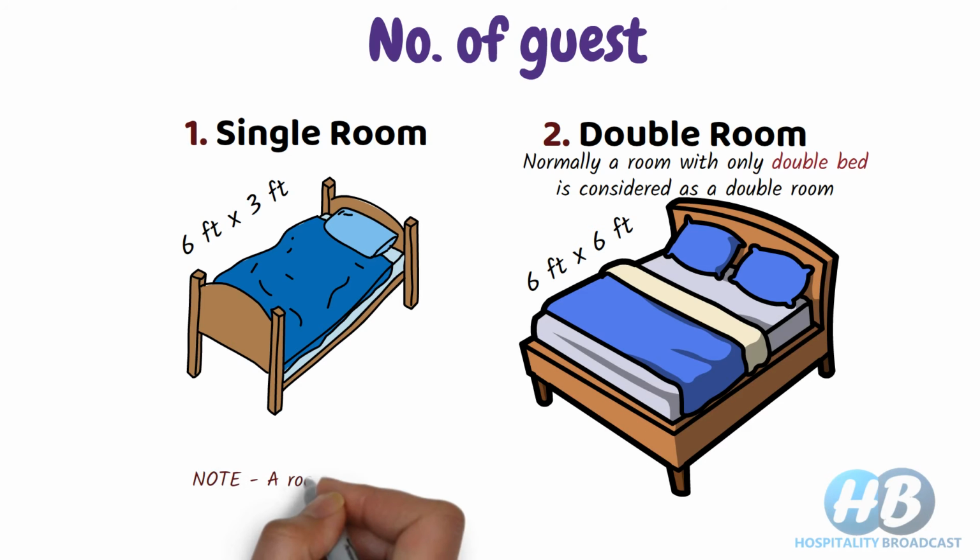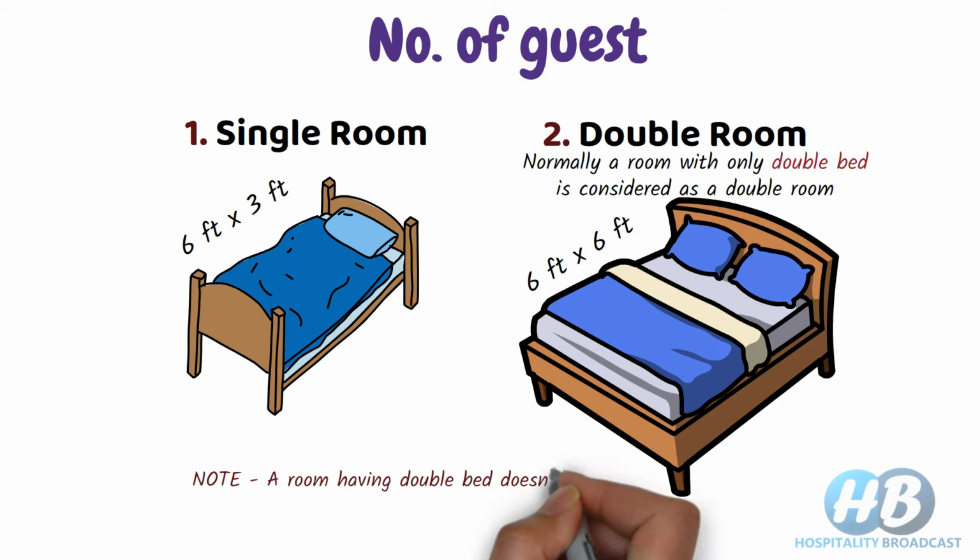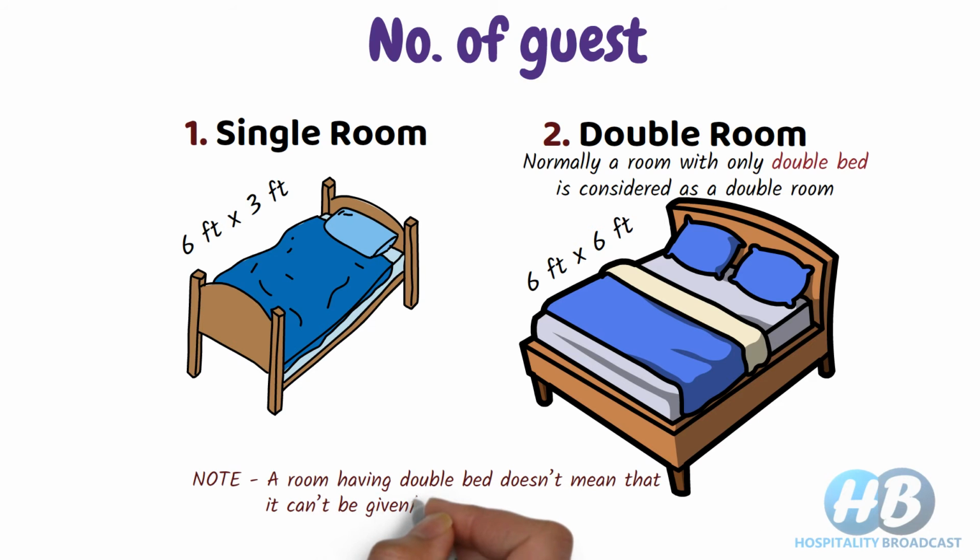Also note that a room having a double bed doesn't mean that it can't be given or booked for a single person. 2 is the maximum number of persons it can be booked for, and generally hotels provide a double bed in all rooms so that they can be used to accommodate single or two persons at a time.